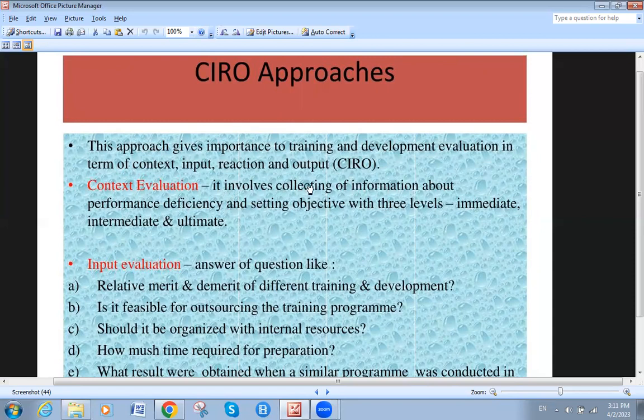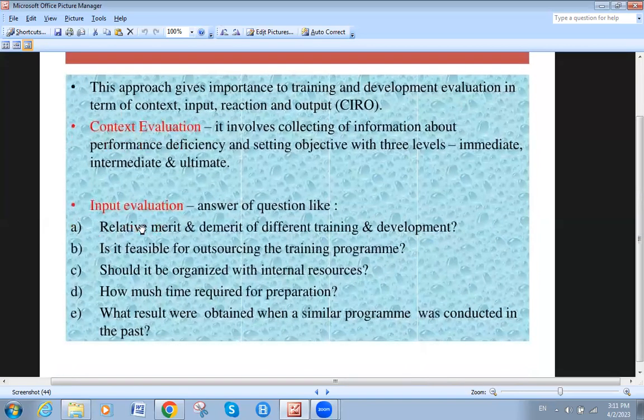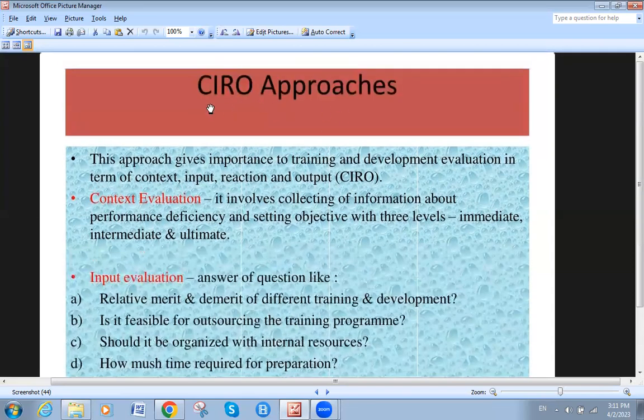Context evaluation involves collecting information about the performance, efficiency, and setting objectives at three levels: immediate, intermediate, and ultimate. Input evaluation answers questions like the relative merits and demerits of different training and development options. Is it feasible to outsource the training program? Should it be organized with internal sources? How much time is required for the preparation? What results were obtained when a similar program was conducted in the past? Those are the points we care about in the CIRO approach.